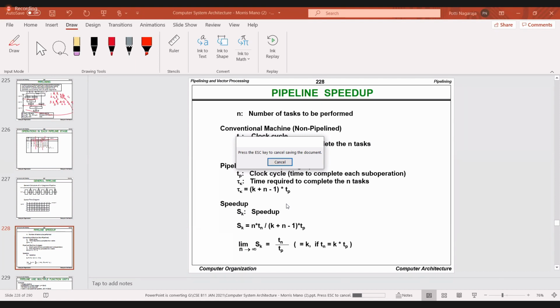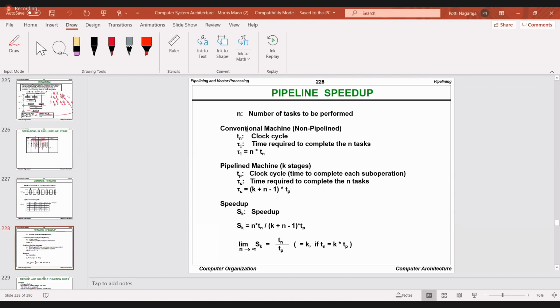Pipeline speed up, small n. Small n is nothing but how many tasks are there. Now we verify for non-pipeline and for pipeline; we'll see both cases. Tn is nothing but the clock cycle, and tau1 is nothing but the time required to complete the n tasks.